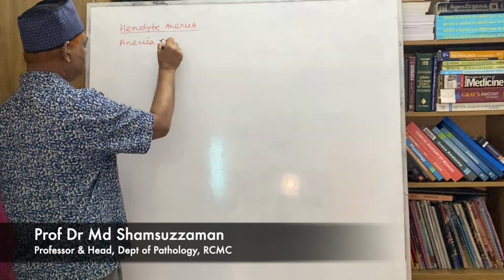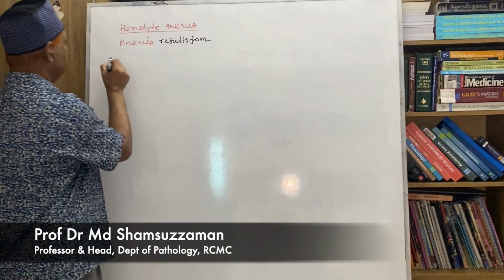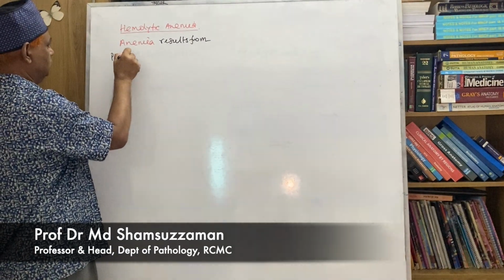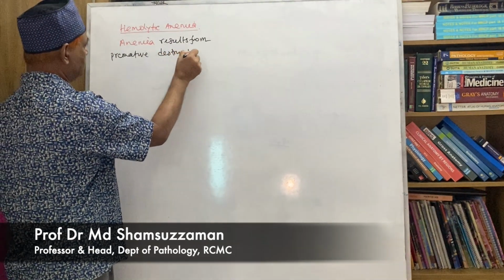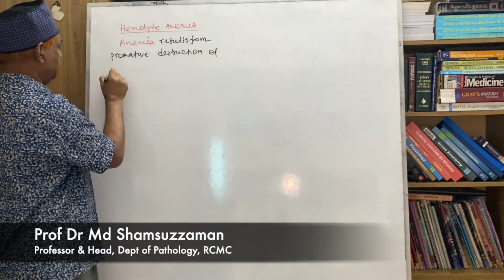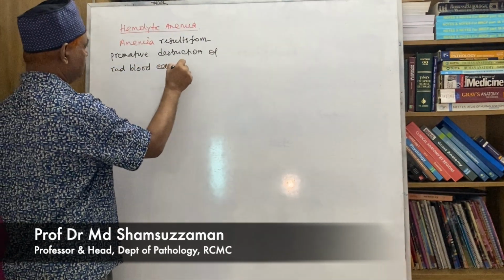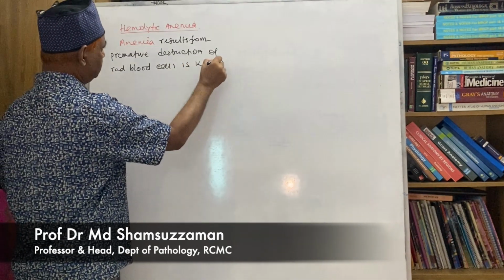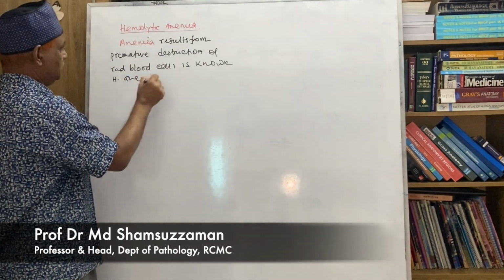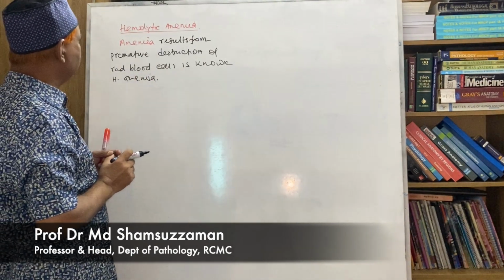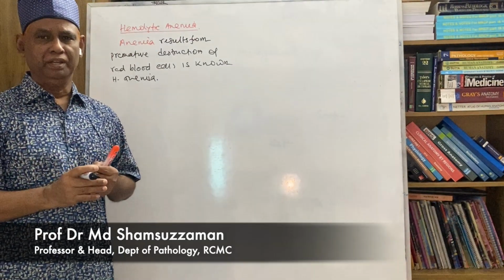Anemia results from premature destruction of red cells or red blood cells is known as hemolytic anemia. So, such type of anemia, that is hemolytic anemia, results from premature massive destruction of red cells.